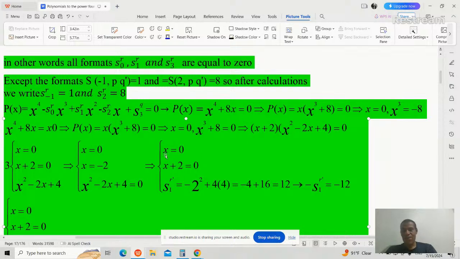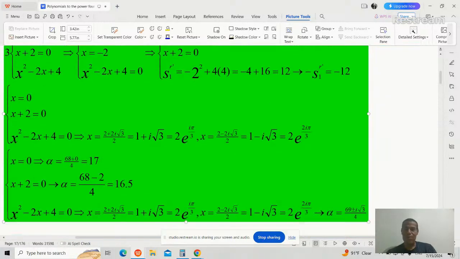Therefore, x is equal to 0 from the beginning, and x plus 2 equal to 0 means x equal minus 2. And for the next one, we told that the discriminant is equal to negative 2 squared minus 4 times 4. This is equal to negative 12, which is a complex number. This second polynomial has complex roots.